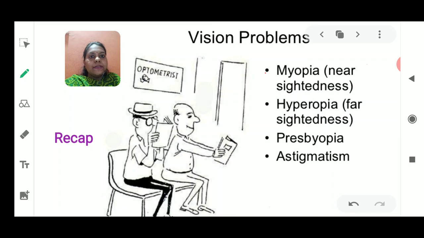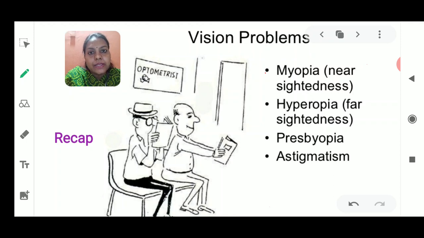So till now we have seen the structure of the human eye, where we discussed the parts of the human eye, and we have seen the function of each and every part of the human eye.